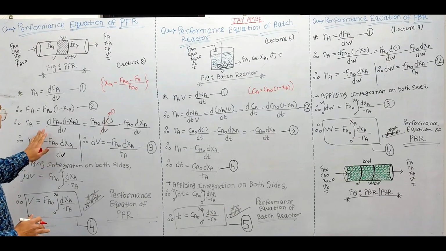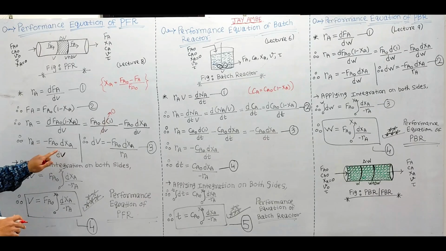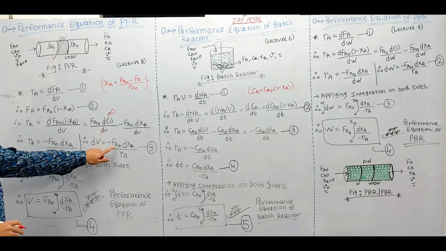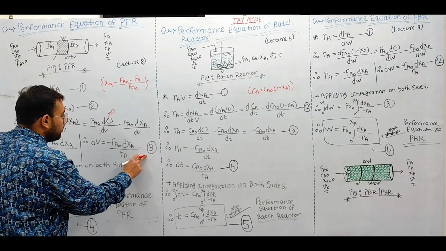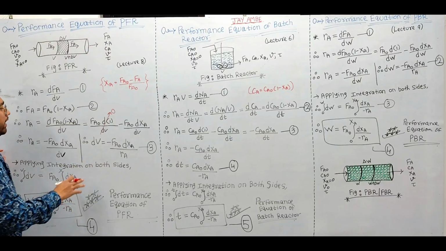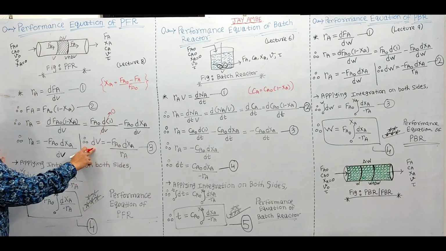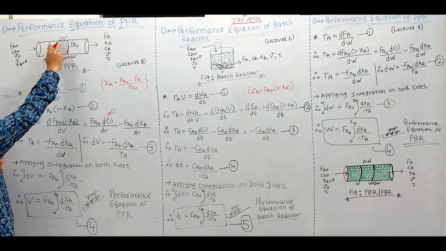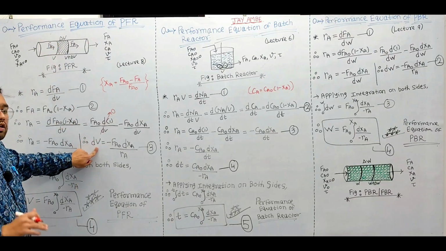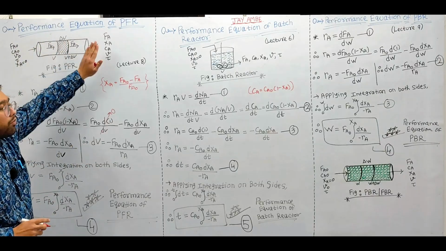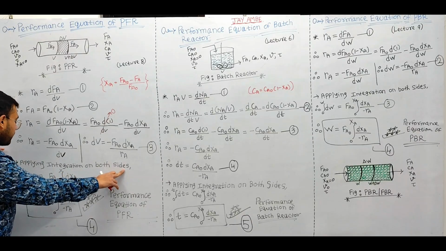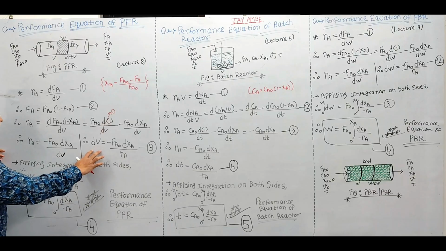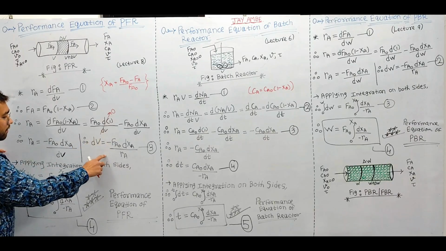So let's say from here we are making dV the subject, and we are rearranging the equation. So finally we'll get dV is equal to minus FA naught dXA upon RA. Okay, I hope up to here you have understood. Equation 3 we have obtained. Now this equation 3 represents a very small differential element dV, right? So in order to account for the entire volume of the plug flow reactor, we'll apply the integration sign on both sides of equation 3.